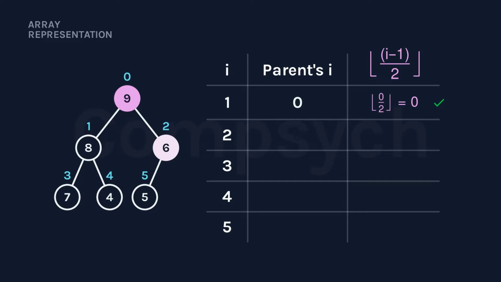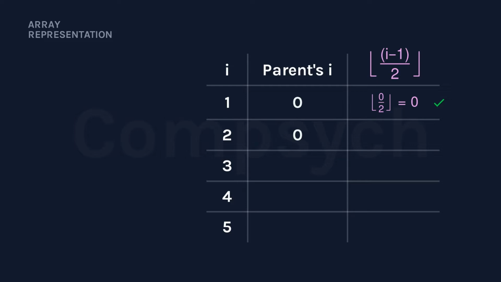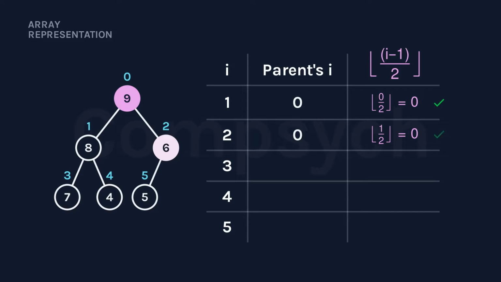The next node is node 2. Don't confuse value with index. For node 2, the parent should be node 0, which is the correct answer. Now let's hide the heap. Put I equals 2 in this formula. We got 0, which is correct.